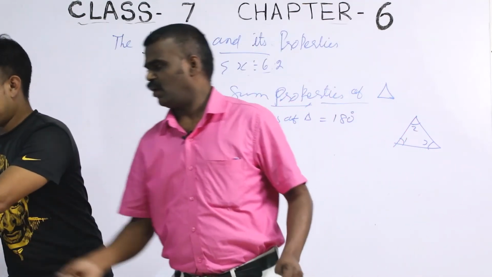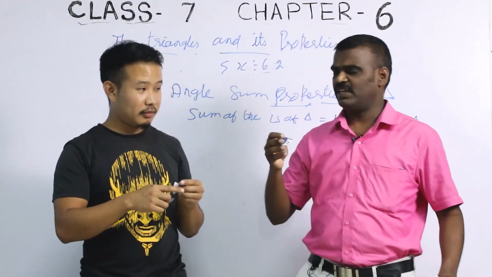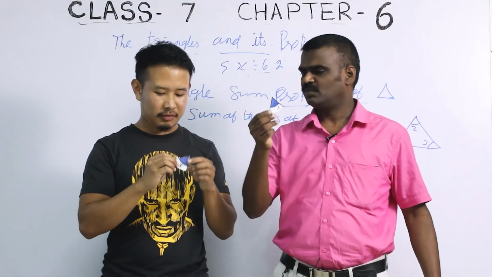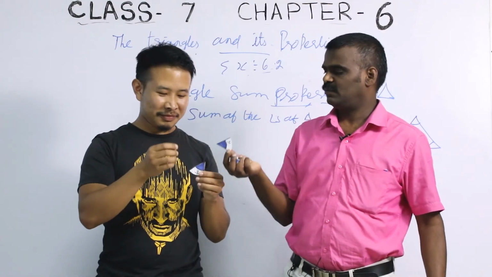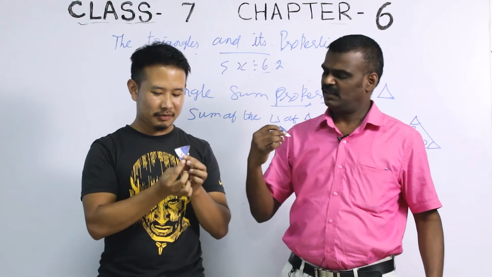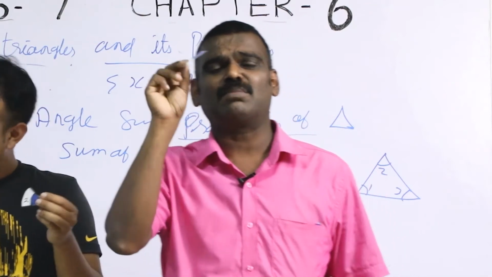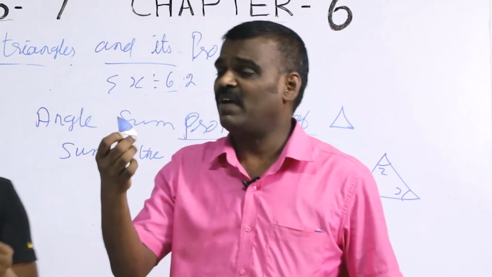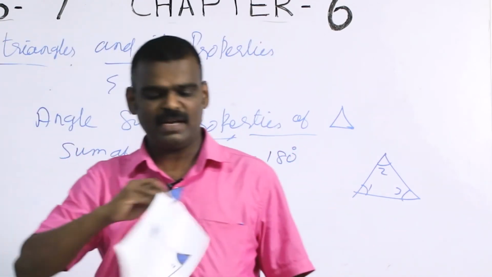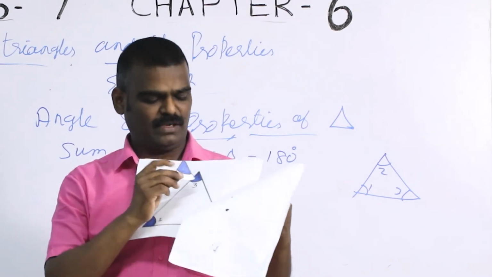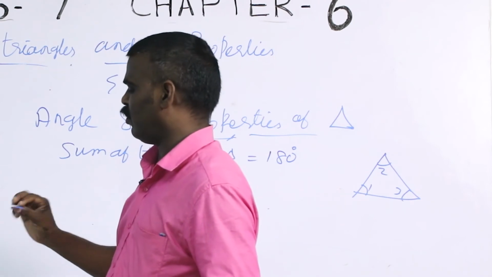Okay. Now, here we have 3 angles. Show to the students. Angle 1, angle 2, angle 3, 3 angles we have. Now, we are going to prove whether the sum of the angles of the triangle is 180 degrees or not. Where are these angles from? From this triangle. Am I right? From this triangle we cut and took out the angles. Now let us see whether it is going to be true or not.